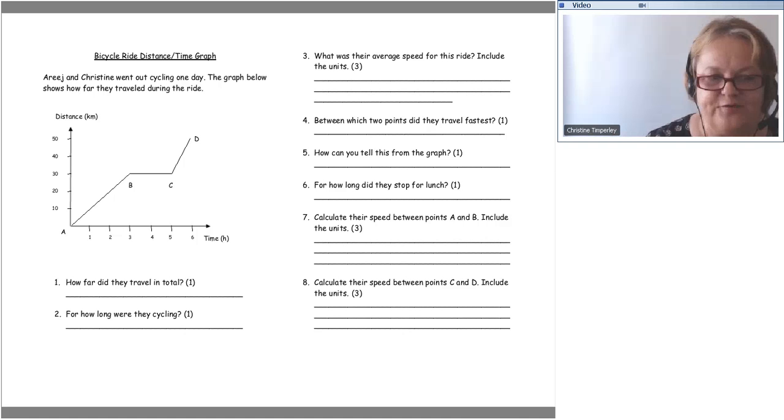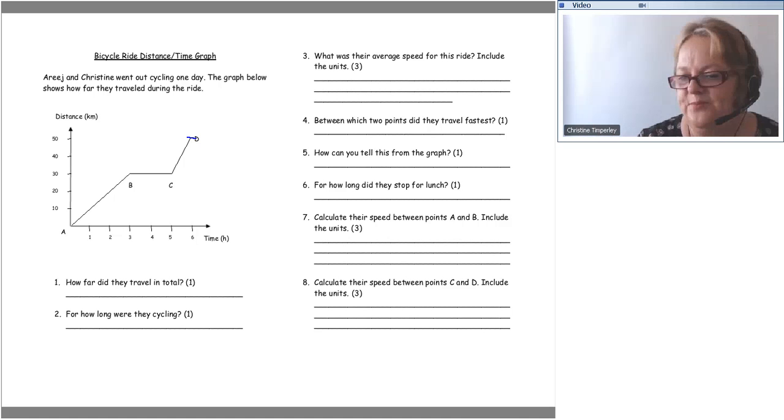First of all, how far did we travel in total? Anyone got an answer for that? 1.5 kilometres? No, I think we probably travelled a bit further than that. Do you need me to zoom in? 50. Okay, so we know we travelled 50 kilometres in total because obviously this is where it ends. How long were we cycling for? Don't worry, that's how we learn. Yes, we were cycling for 6 hours. However, we did have a bit of a long lunch break in between. I suppose we were out of the house for 6 hours.